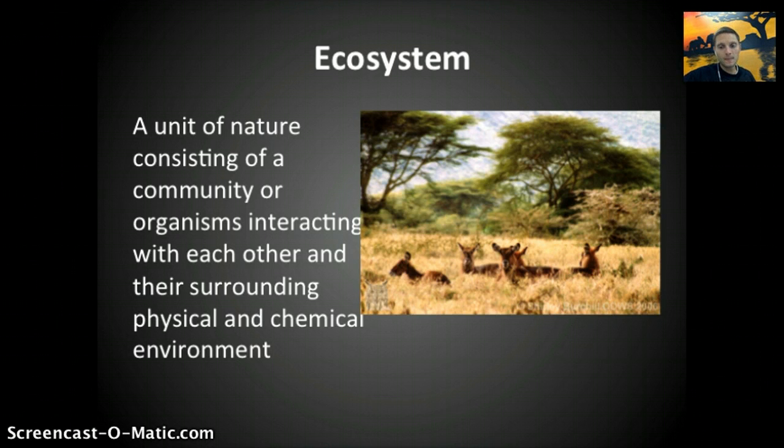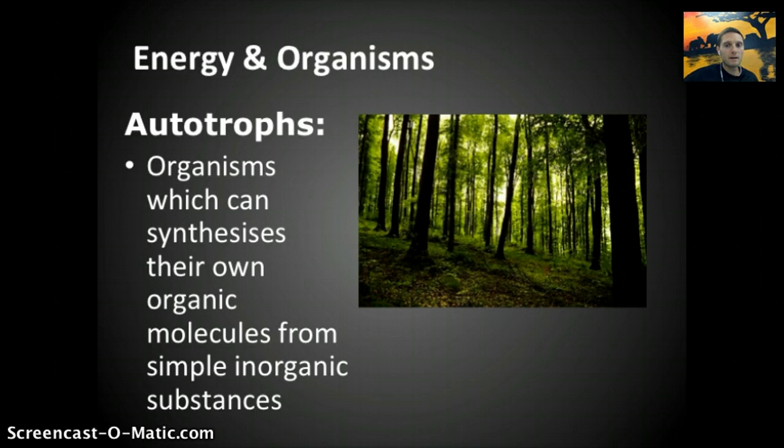In looking at describing species a little bit more closely, we can call some species autotrophs, and these are organisms that can synthesize their own organic molecules from inorganic substances. Plants, photosynthetic bacteria, algae, these are all organisms that we would call autotrophs because they're able to make their own organic material, or most times sugar.